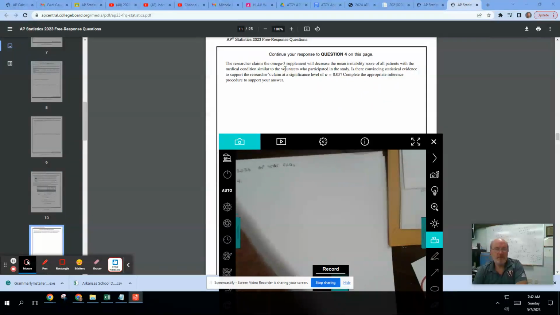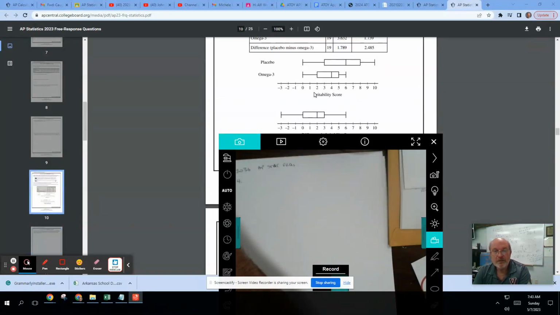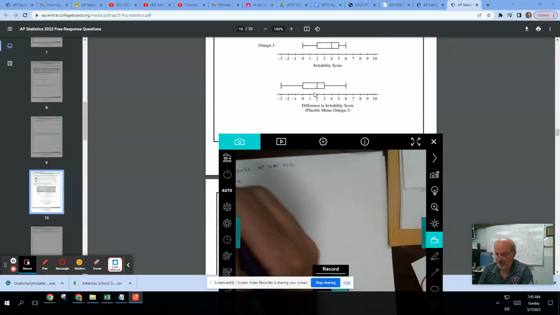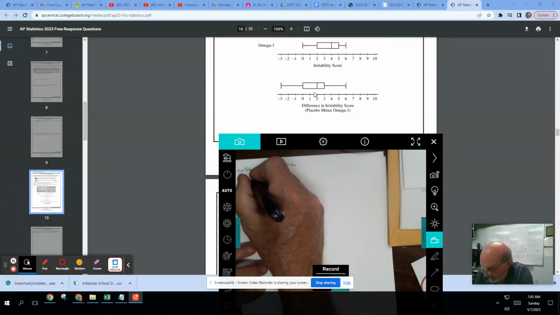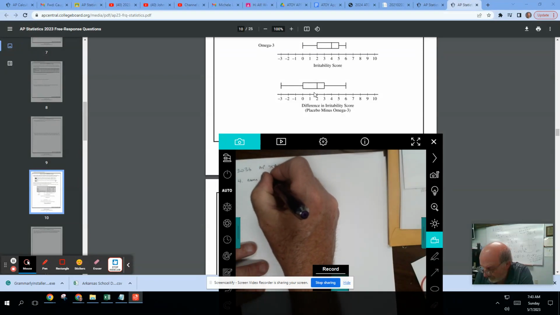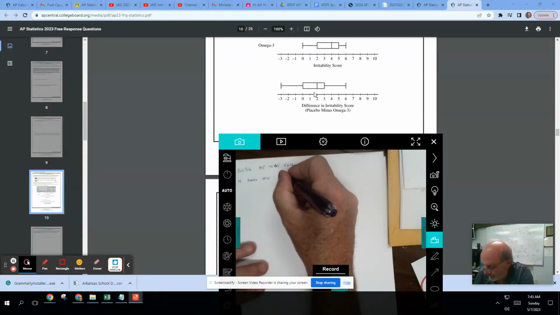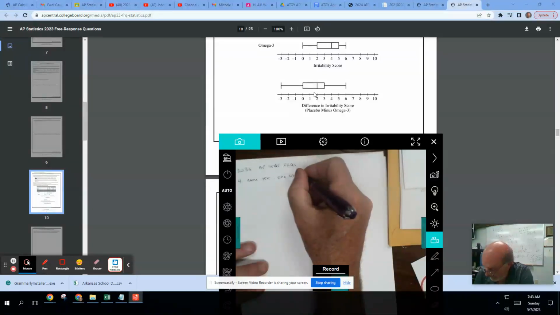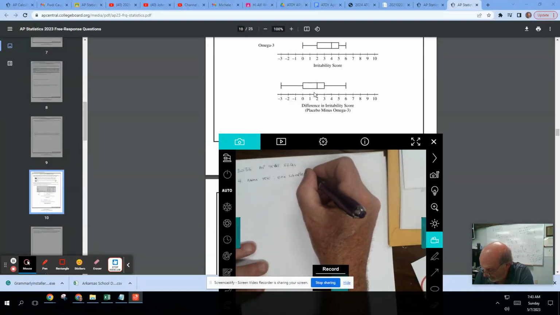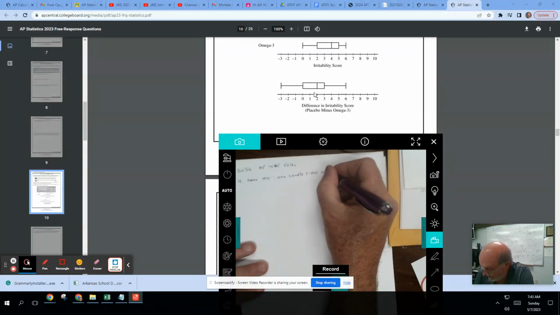The researcher claims the omega-3 supplement will decrease the mean irritability score of all patients with a medical condition similar to the volunteers who participated in the study. Is there convincing statistical evidence to support the researcher's claim at a significance level of alpha equals 0.05? Complete the appropriate inference procedure to support your answer. Okay, since we have a mean difference situation, a matched pairs design, we're going to name the test. This is going to be a one sample t-test for a difference of means.